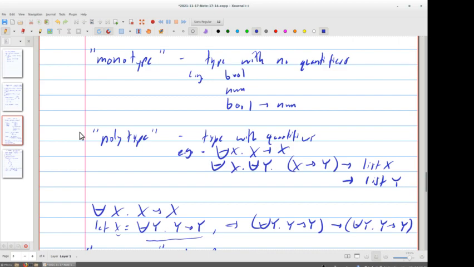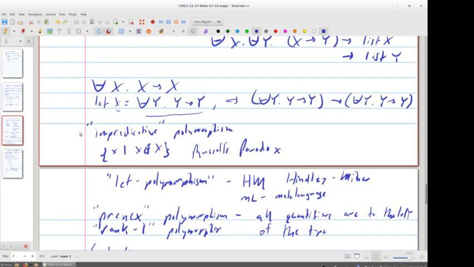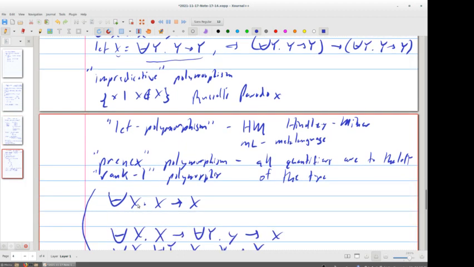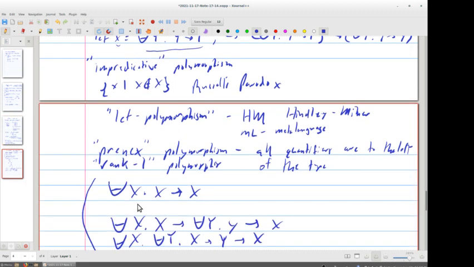Okay, and then there was something very similar to prenex. So here's prenex, all quantifiers are to the left. But there's a related idea called rank 1, which is where all the quantifiers are not to the left of an arrow. Okay, so obviously prenex implies rank 1, because if the quantifiers are all over here, then they're not under an arrow to the left. They're just on the outside.